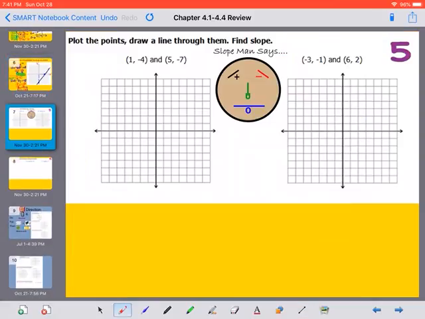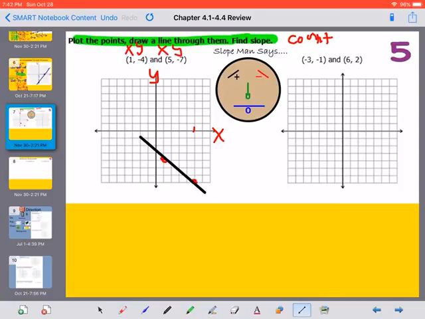After that, we learned our last section, which was slope. It says plot the points, draw a line through them, and then find your slope. When it says find, that means count it. Don't just tell me if it's positive or negative. Tell me what is the slope as a number. So we're going to plot our points here. Here we have x, y, x, y. So x is 1, and then y is down 4, right there. And then over here, x is 5 to the right, and then down 7, which is right at the bottom.